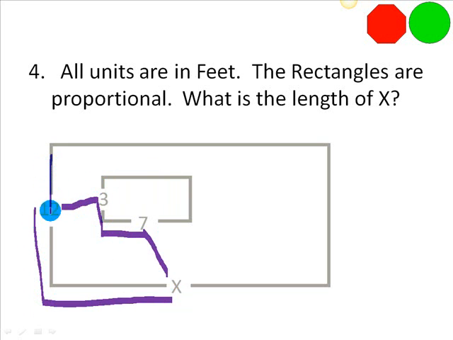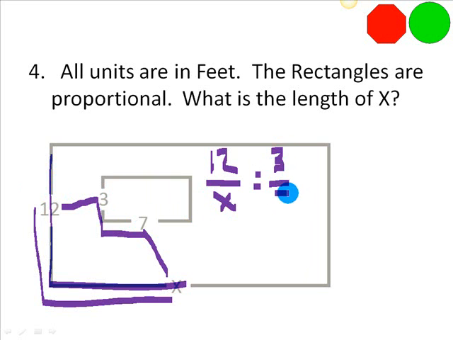If I compare the length of the short side on the large rectangle to the length of the long side on the rectangle, it would look something like this. 12 over x equals, and I compared first the short side, then the long side, 3 over 7. And then you simply come in and you cross multiply. 12 times 7 is 84. So that's 84. And if they are truly proportional, and we've been told that they are, we know that x times 3 is also equal to 84.